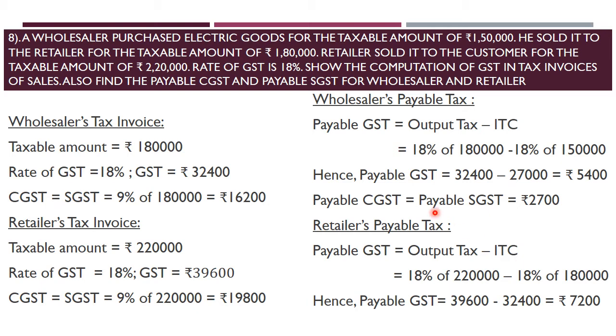Now, the details regarding payable CGST and SGST are also written over here. Half of 5,400 will be CGST and half of it will be SGST. So accordingly, we will get rupees 2,700 in the first case. For the retailer's tax, 7,200 is the total tax, so half of it, that is 3,600, will be CGST and 3,600 will be SGST payable. Okay, that's it with the 8th question.